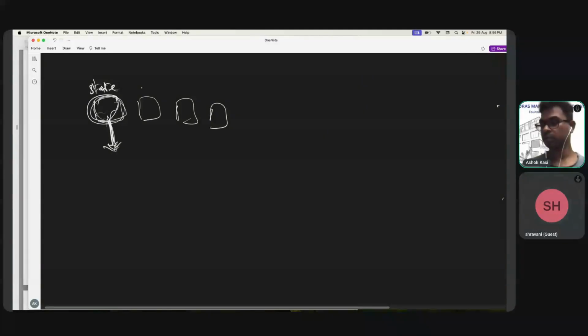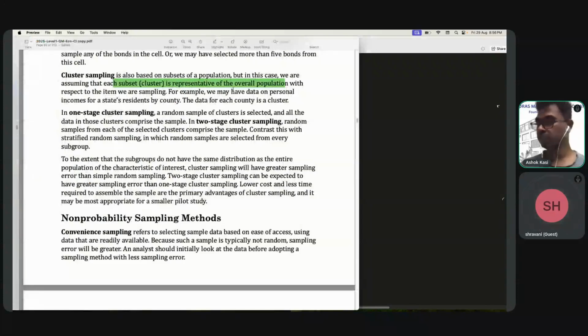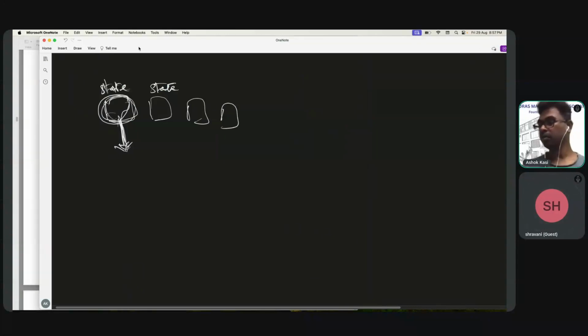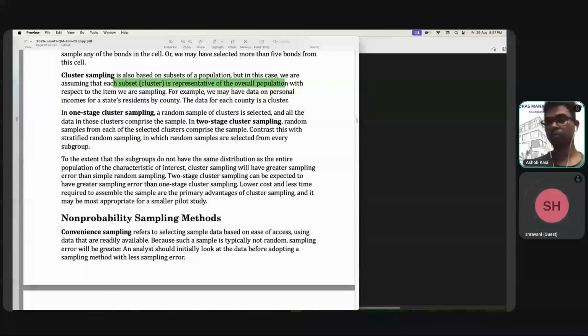One state. This is another state. So when they represent the overall population of that particular region, then we will call that cluster sampling. Cluster sampling is also based on subsets of your population, but in this case, we are assuming that each subset is representative of the overall population. That is the only difference. It is very similar to strata, but the key word over here is that it is representing the overall population.